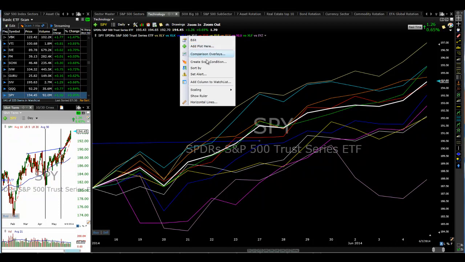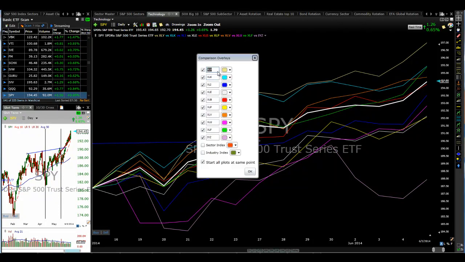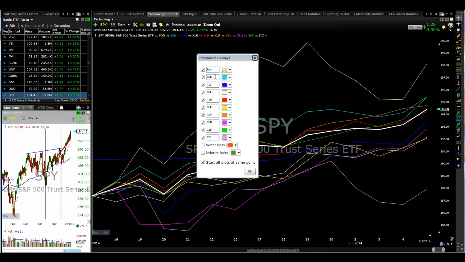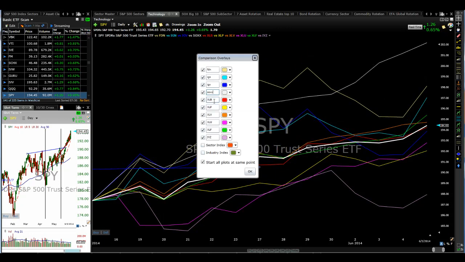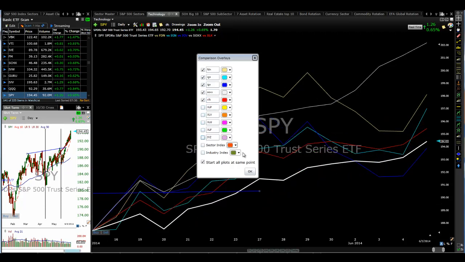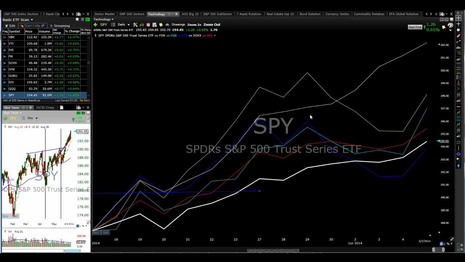Now what I want to do is go to the comparison overlay, and I want to change this because what I'm looking for now is the tech component. So we would look at FDN, which is the internet. We would look at IGN, which is networking, and we would look at IGV, which is software, and then we would look at SOXX, which is semiconductors, and we'll just throw XLK in there, and then we're going to uncheck these others. And just for time's sake, I would just want to use the ones I know. And then we're going to click OK.